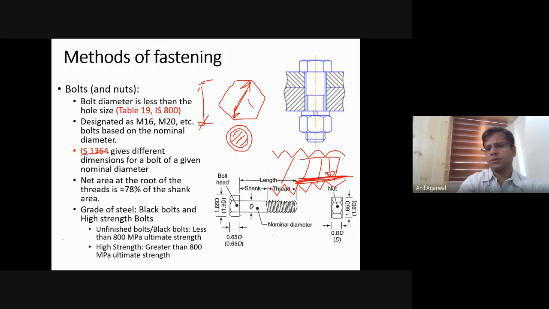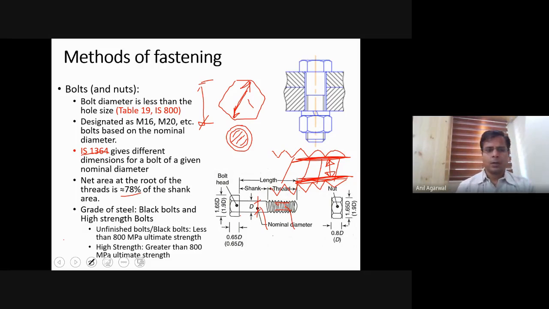So if the rupture of this bolt in tension has to take place, if this bolt has to rupture in tension, then this is the cross-section area that matters. And that cross-section area is approximately 78% of the gross cross-section. So gross cross-section area is here, and net cross-section area is here. Yeah, so net cross-section area is approximately 78% of the shank area.